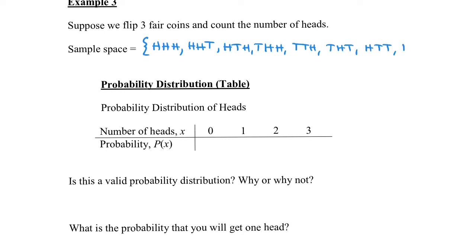And finally, the last one is we get 3 tails. So this is everything that could happen. This is the sample space, right? Sometimes abbreviated with a big S, capital S. These are all the things that can happen.